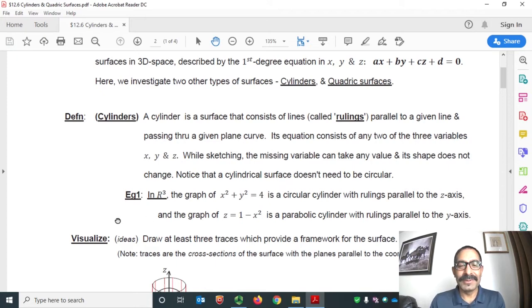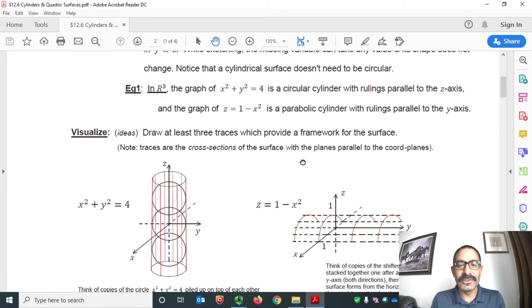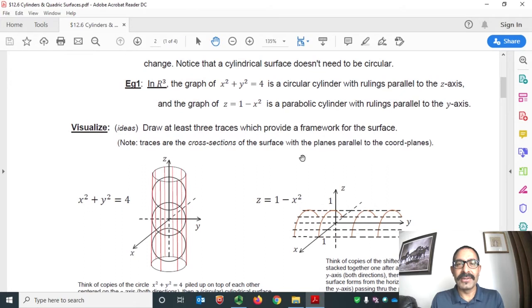Note that a cylindrical surface does not need to be circular. Quick example. In R3, the graph of x squared plus y squared equals 4 is a circular cylinder with rulings parallel to the z-axis. And the graph of z equals 1 minus x squared is a parabolic cylinder with rulings parallel to the y-axis.